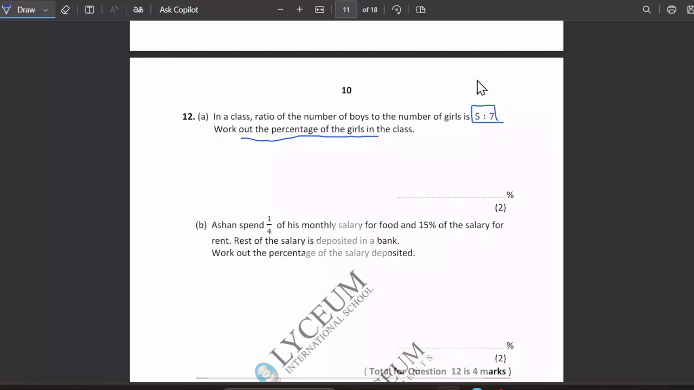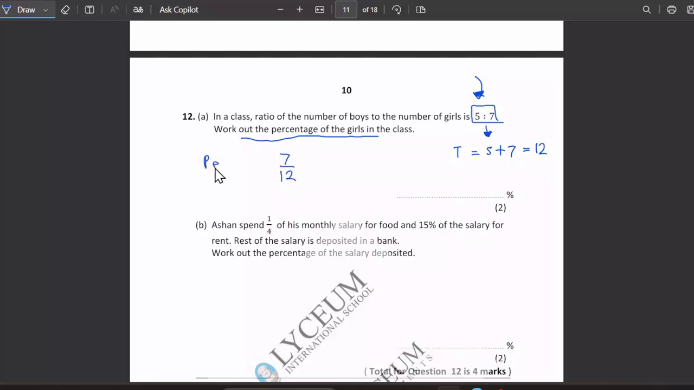So let's say this is the scenario: there are only 5 boys in the class, and there are 7 girls in the class. If this ratio is true, if the simplest ratio is there in the class, then we can say the total is 5 plus 7. So that's 12. So the fraction of girls in the class we can write as 7 over 12.